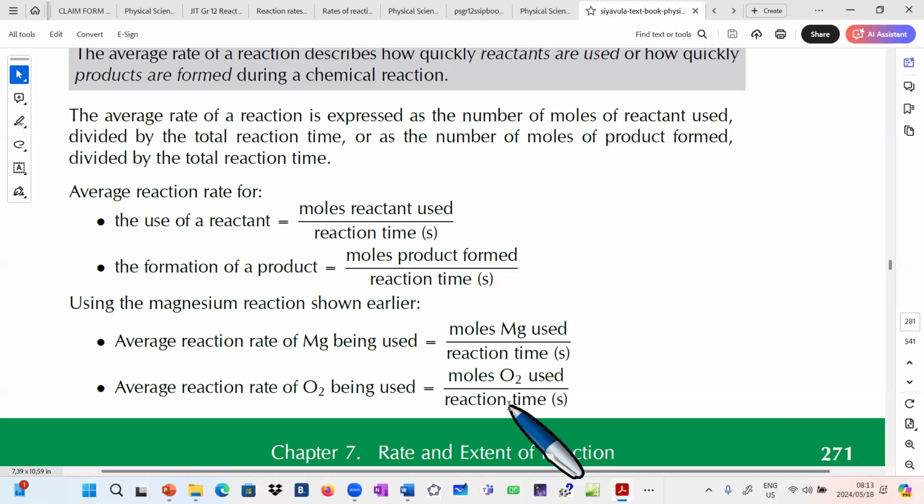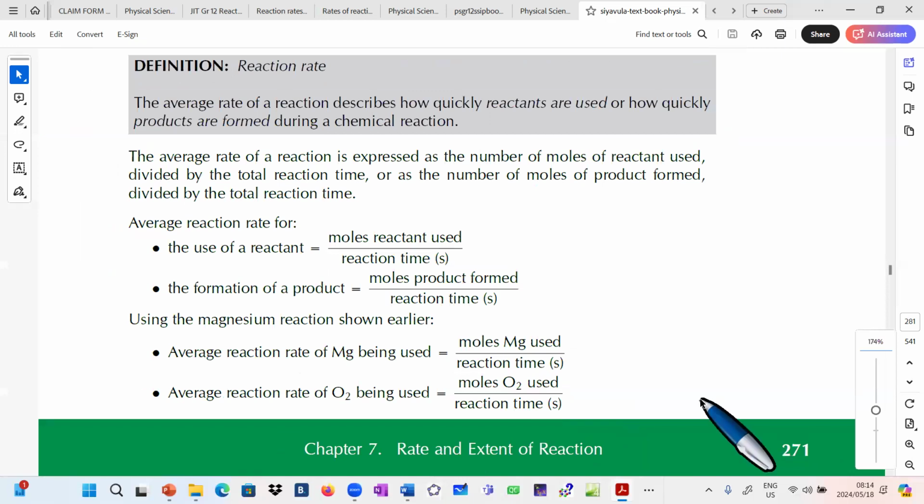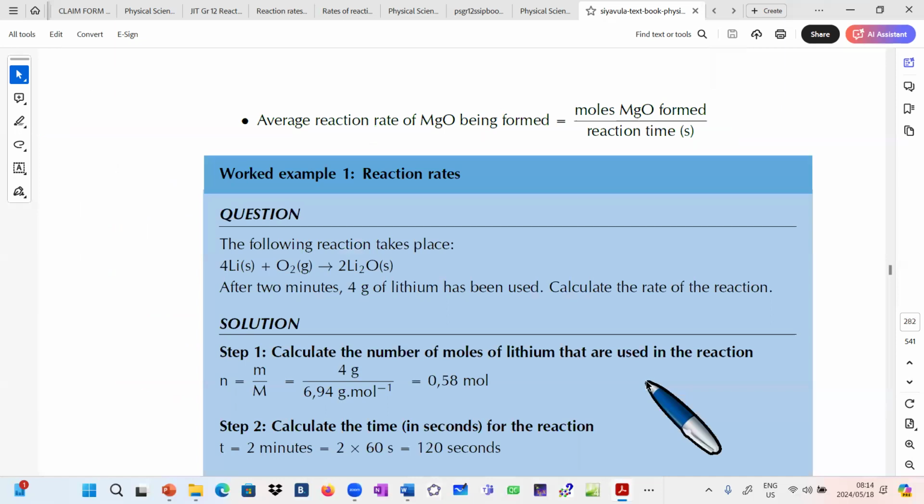Okay, so we continue to analyze this, but very, very carefully. So we look at each reactant separately. We are still looking at the rate and extent of reaction.